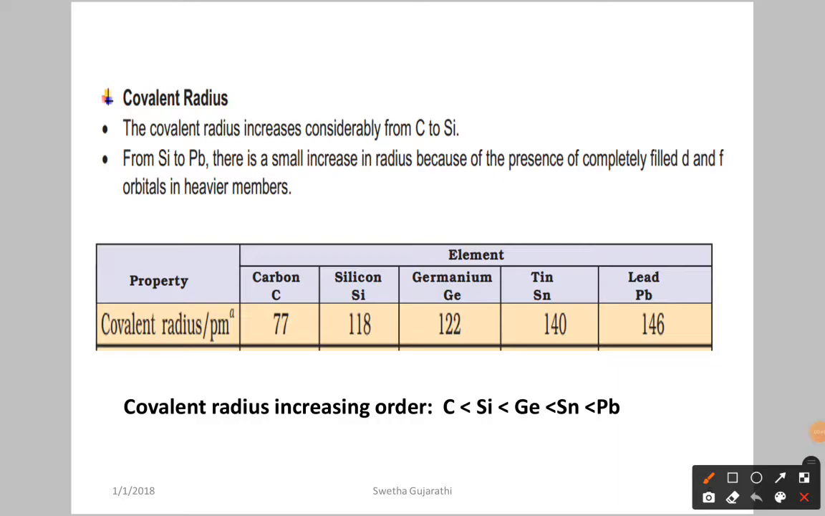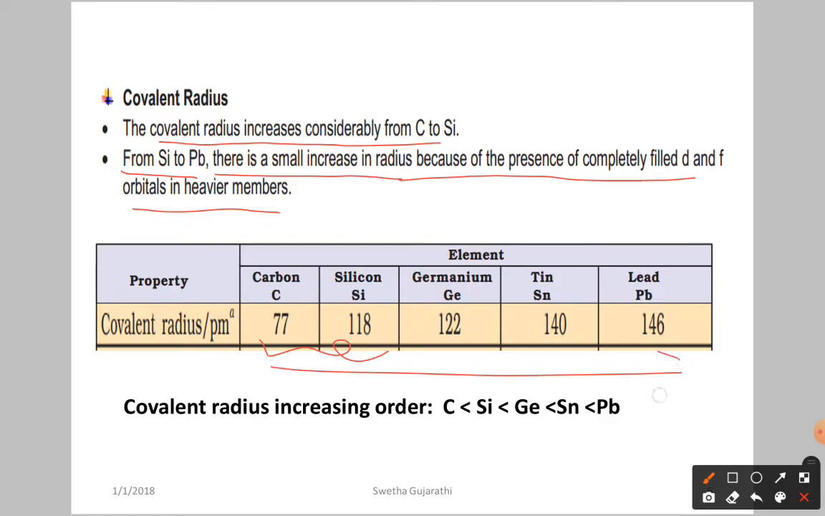Covalent radius increases considerably from carbon to silicon. From silicon to lead there is a small increase in radius because of the presence of completely filled d and f orbitals in the heavier members. There is an increase, but not that much, because as we already know, we have completely filled d and f orbitals.